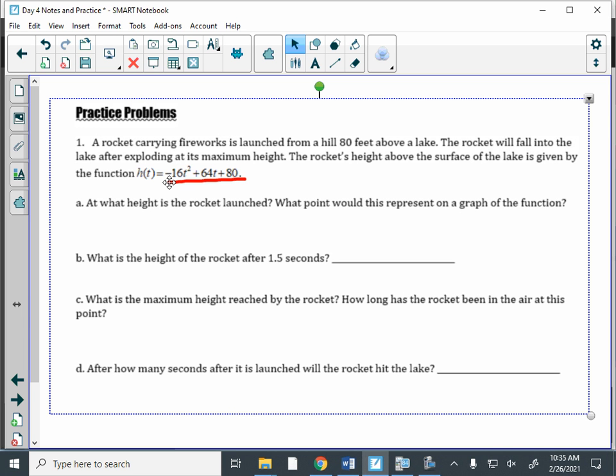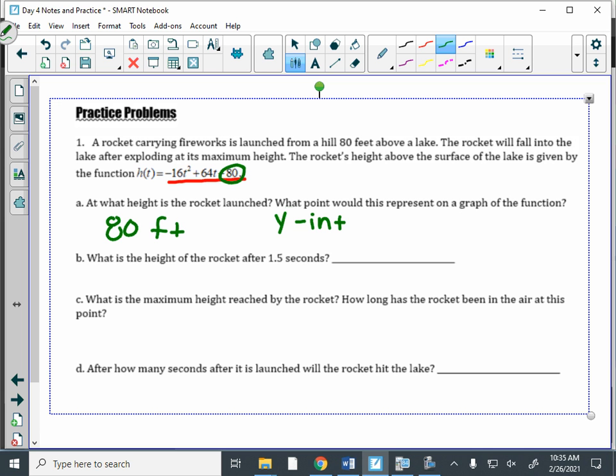What point would this represent on the graph of the function? So, the starting point on any quadratic function is always the y-intercept. Okay? So looking at this function, remember when it's standard form, the y-intercept is always the c. So the rocket's starting height where it was launched was 80 feet. And it even says in the directions, it was launched 80 feet above the lake. And as you can see, that's the y-intercept.